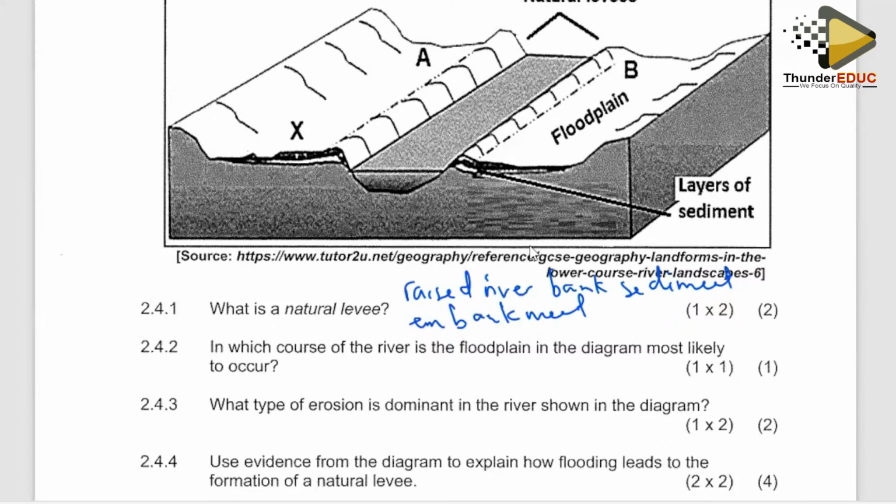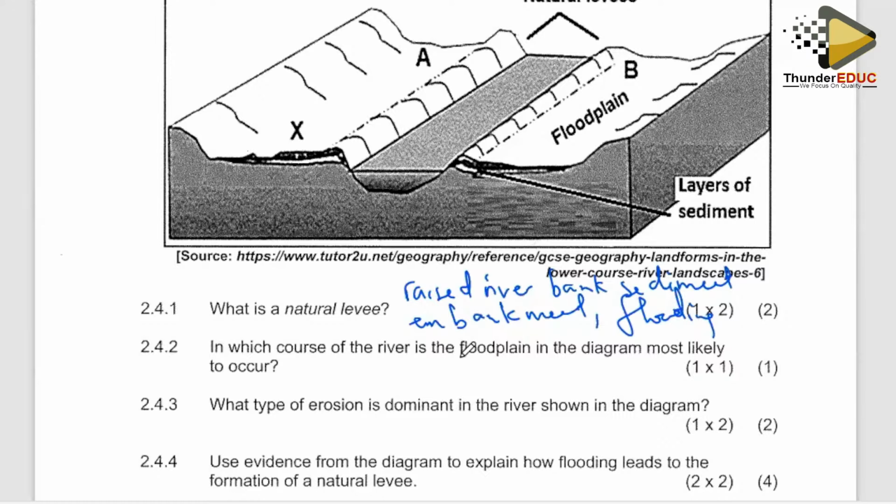And what forms the natural levees? They form as a result of successive phases of flooding. If there's flooding, water overflows the river channel and it deposits some material along the banks of the river. That sediment deposited will accumulate and create a raised bank. That raised bank or embankment is what we refer to as the natural levees.